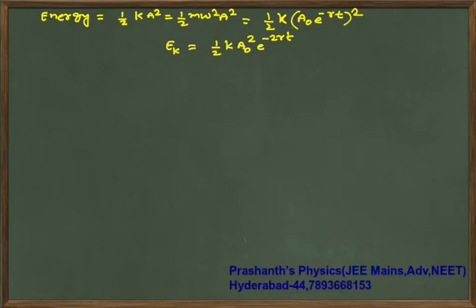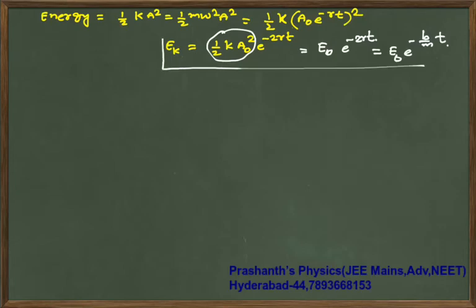This term alone, if I assume it as E naught, this will become E naught times e power minus 2 gamma t. So that will become E naught times e power minus b by m into t. This is your energy expression. Basic questions, if they are asked, you can do it this way.